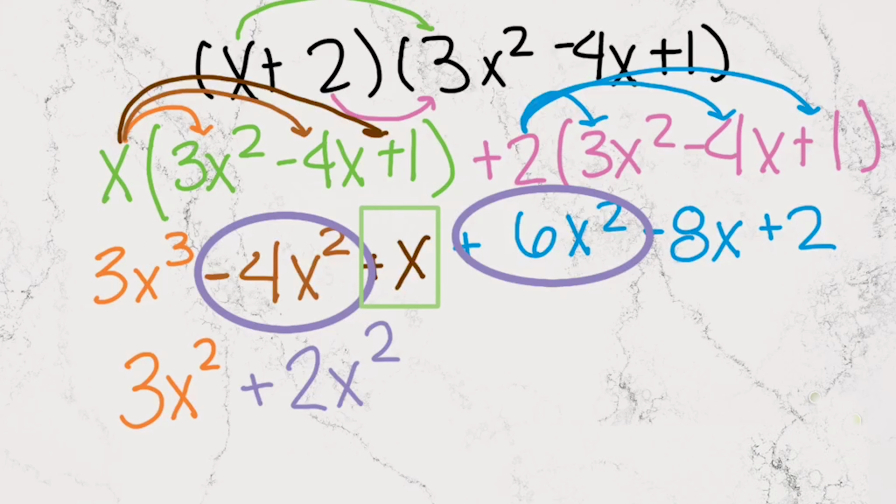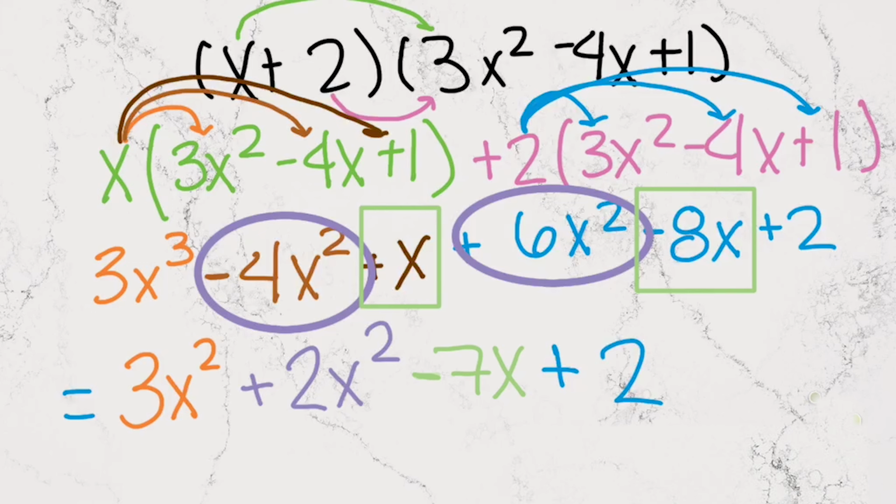And then I have a positive x minus 8x. That's going to get us negative 7x. And I don't have any other constant, so that remains the same as plus 2. That's how you multiply a binomial by a trinomial. Let's try it one more time.